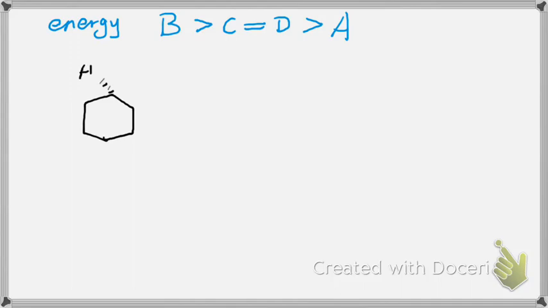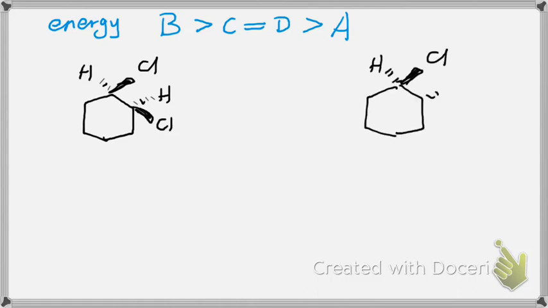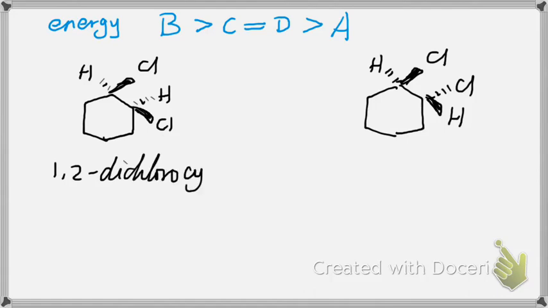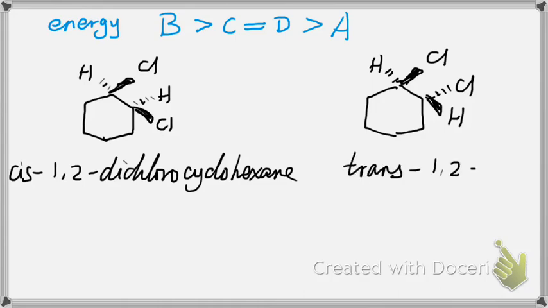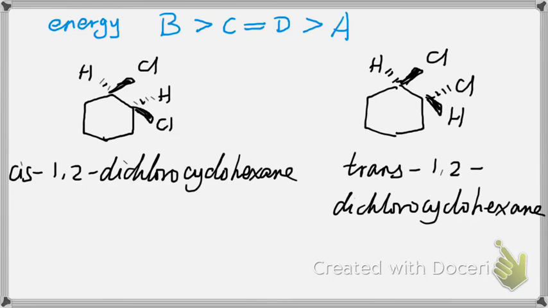So lastly, we have the 1,2 disubstituted cyclohexane. So in the first molecule, 2 chlorines are on the wedges. In the second molecule, 1 on wedge, 1 on the dash. So for the name, the first one is cis 1,2 dichlorocyclohexane. Second one, trans 1,2 dichlorocyclohexane.